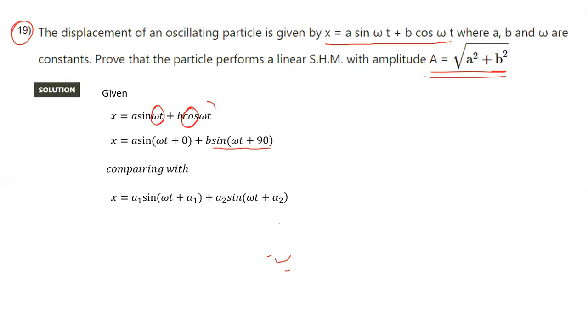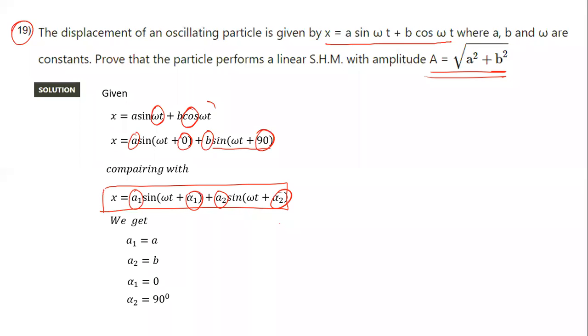Comparing this equation with the standard form, the standard form is this. We learn it in composition of SHM. In that composition of SHM, this is the standard form. Now, as we compare with the standard form, you come to know how much is A1: A1 is a, A2 is b, alpha 1 is 0, alpha 2 is 90. Now, resultant amplitude is given by this expression. In composition of SHM, we obtain the resultant amplitude formula: under root A1 square plus A2 square plus twice A1 A2 cos of alpha 1 minus alpha 2.